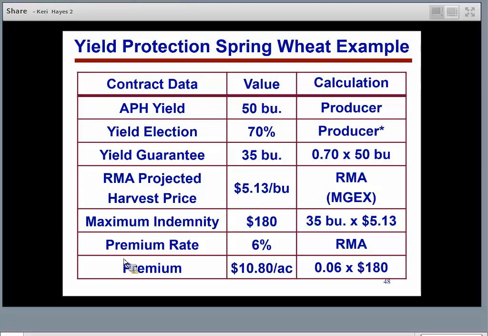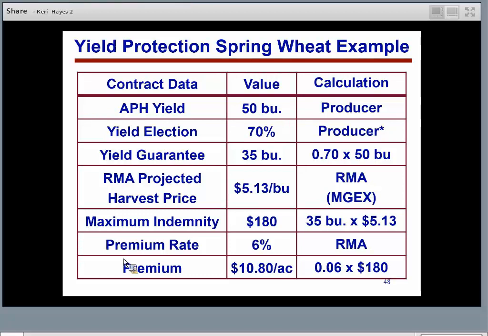And so what is your maximum indemnity? The maximum indemnity, or the liability, it's also known as a liability, is basically what if your yields are 0, right? If it's a complete loss, then what's the value of that crop? So if we take 35, which is your yield guarantee, multiply it by the projected price, it's 180 per acre. Okay, and if we take that 180 and let's say RMA's estimated your premium rate to be around 6%, then your premium is going to be $10.80 per acre. Okay, so you will pay that $10.80 per acre.